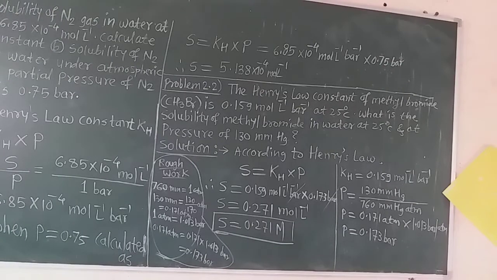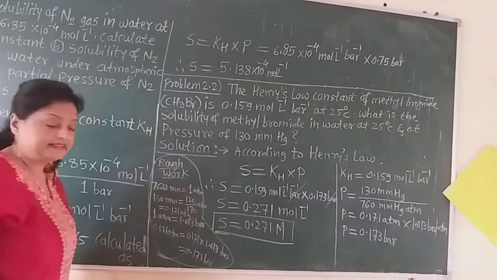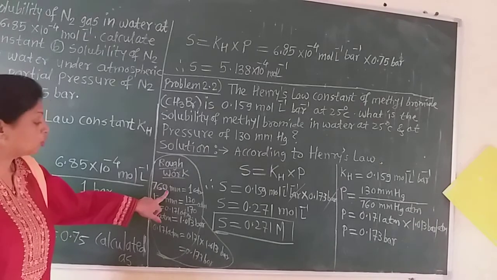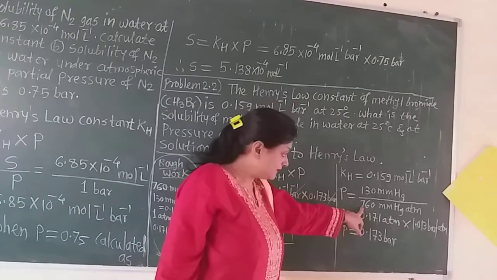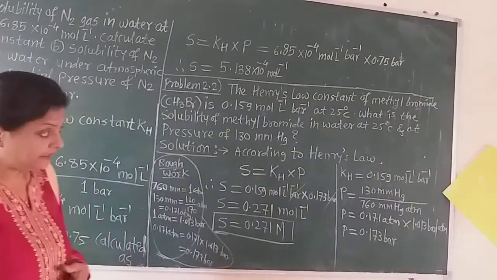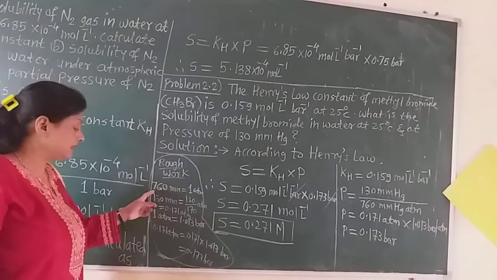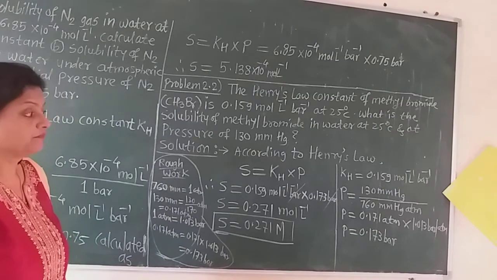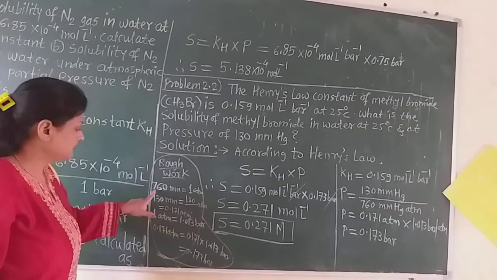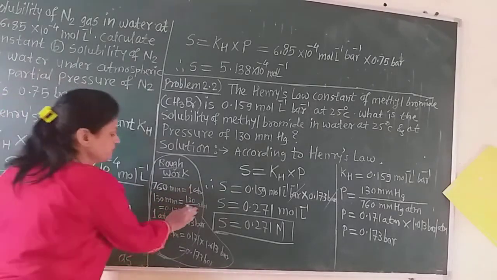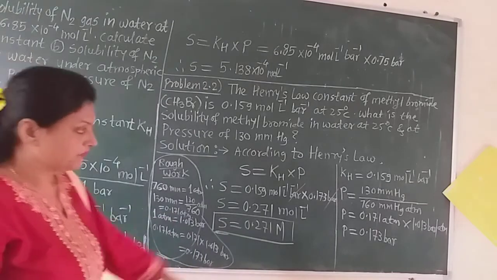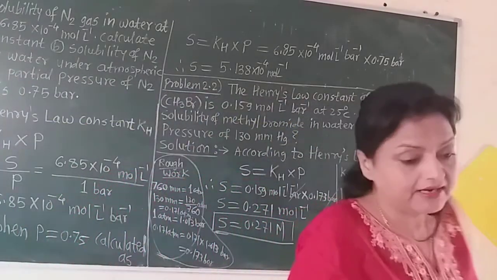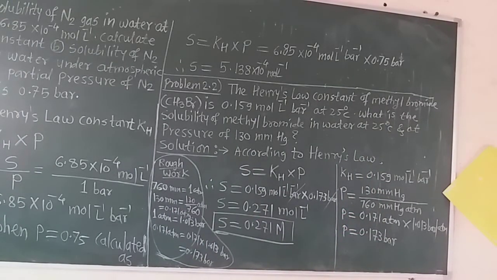One thing is there, students, this is not 170 mm of Hg, but this is 760 mm of Hg. In 11th standard we know that 760 mm of Hg means 1 atmosphere. So here also divide 130 mm of Hg by 760 mm of Hg. I wrongly wrote 170 there, but 760 mm of Hg is equal to 1 atmosphere. So remember, 760 mm of Hg means 1 atmosphere. So 130 mm of Hg is equal to 130 divided by 760, and that becomes 0.171 atm. That is the correction, not 170 but 760 mm of Hg.